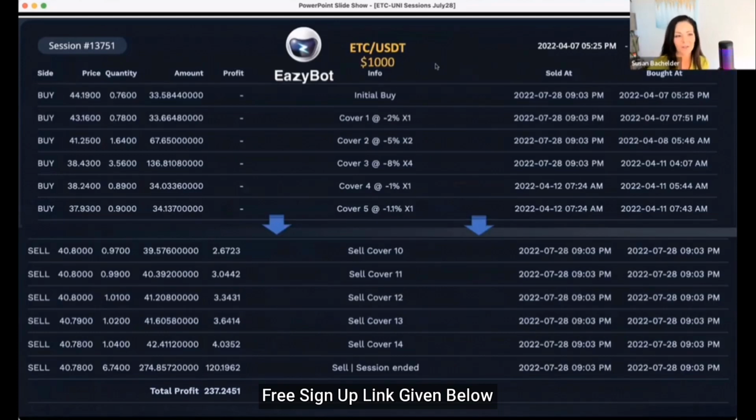So here is the next session of ETC, starting balance of 1,000. The initial buy was again on April 7th. The time that we started all of our bots was brilliant. It was right at the top, right before the crash, so we got to watch it all happen. Proof of concept that the one-click strategy can manage these massive market drops. It closed on July 28th with a closing trade because of that trailing take profit, $120.19, with a total profit of $237.24 on this particular account.